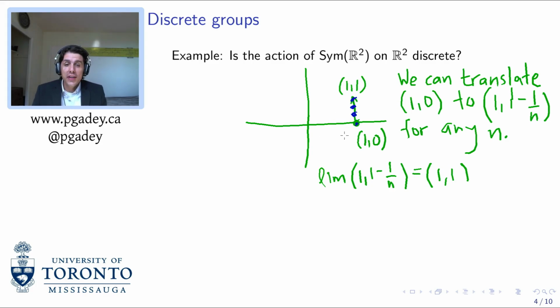For example, we might consider rotating, right? And we could rotate this to infinitely many points that accumulate at the point (0, -1), for example. Right, so this has many, many limit points or many, many accumulation points. So this action is not discrete.